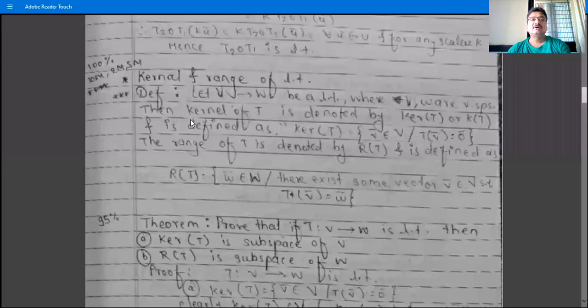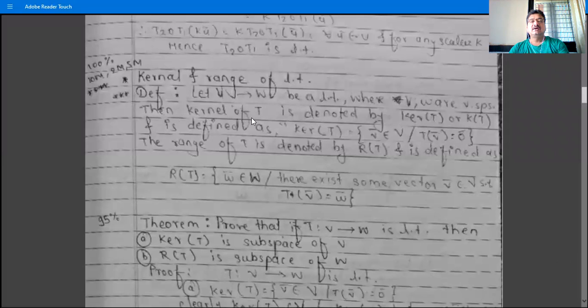Next topic is kernel and range of linear transformation. So this is the next topic, kernel and range of linear transformation. The definition: let T from V to W be a linear transformation, where V and W are vector spaces.